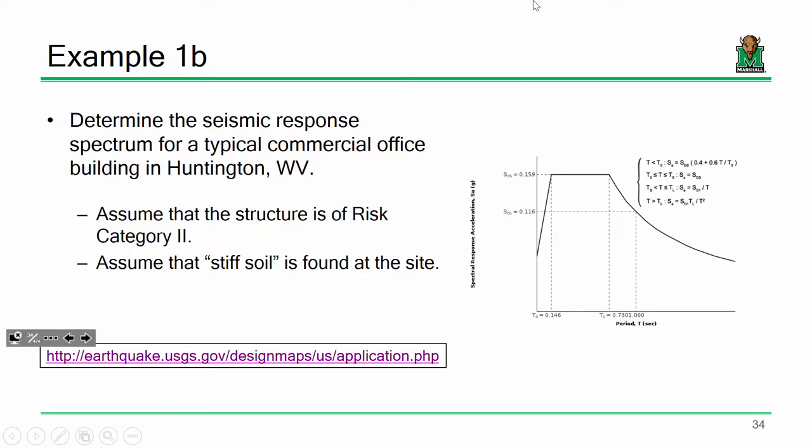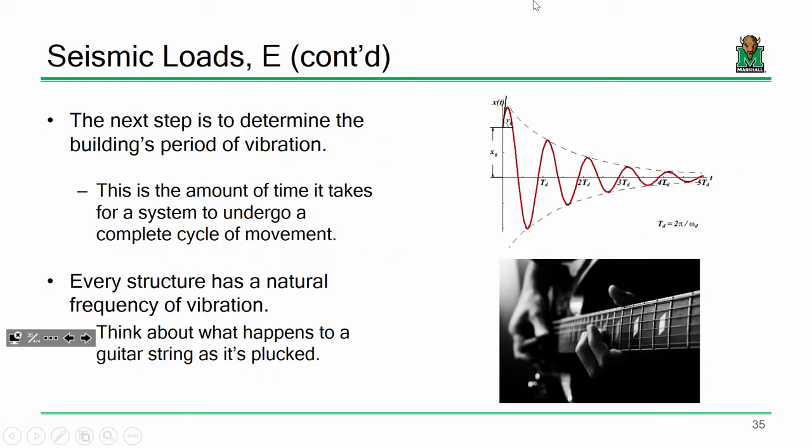In a nutshell, this is how many G's the building is responsible for as a function of the building's period. So what is the building's period? Well, one of the fundamental principles of not just structural engineering, but really just physics in general, is that under free vibration, any structure will vibrate according to what's called natural frequency.